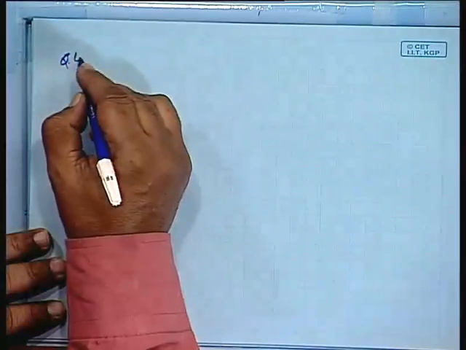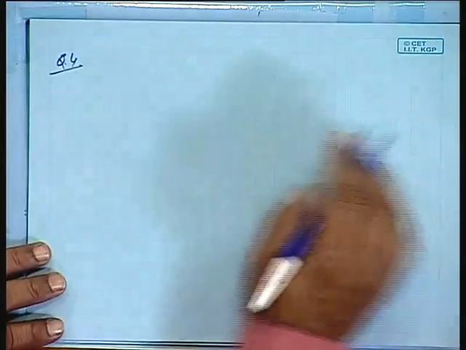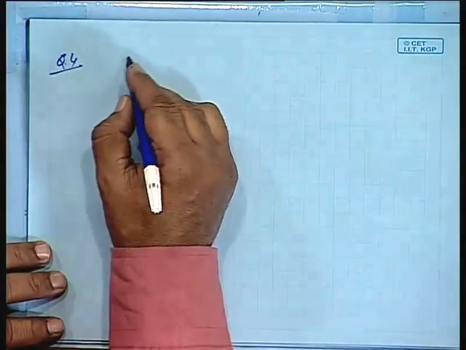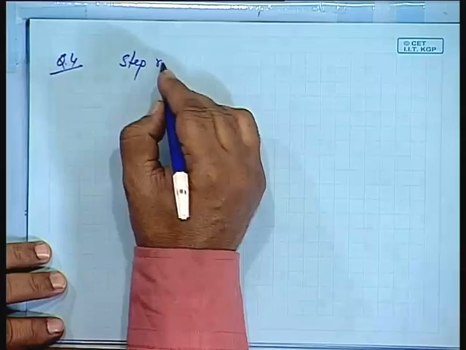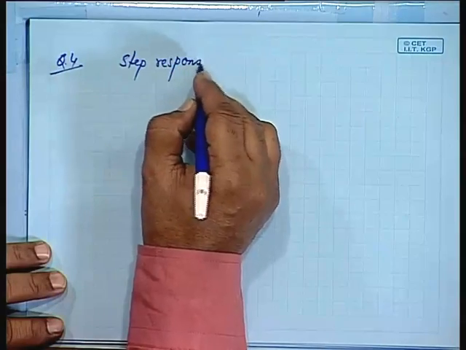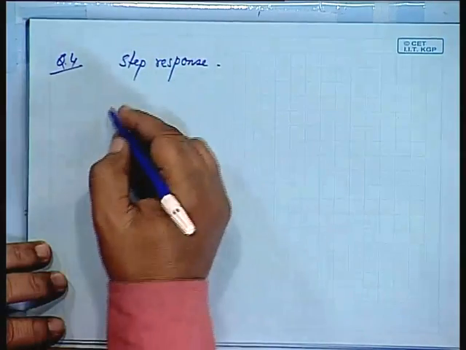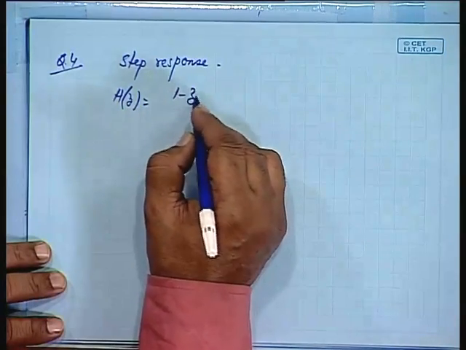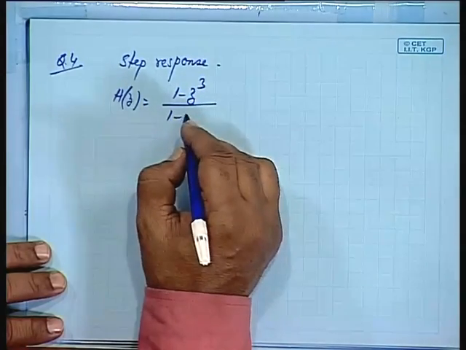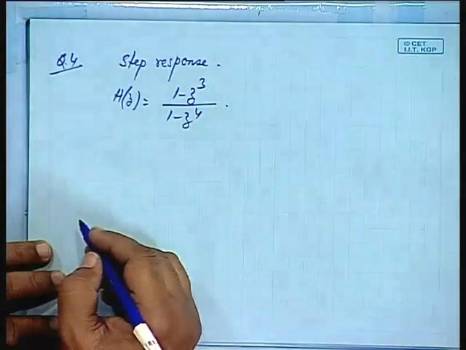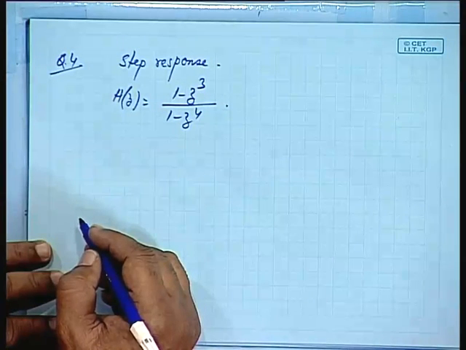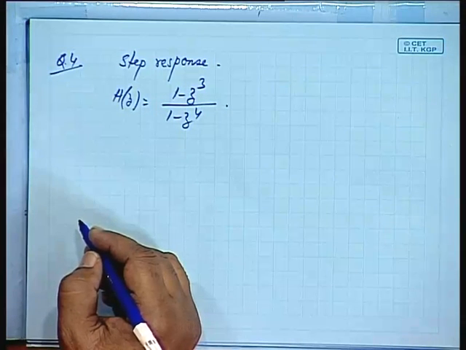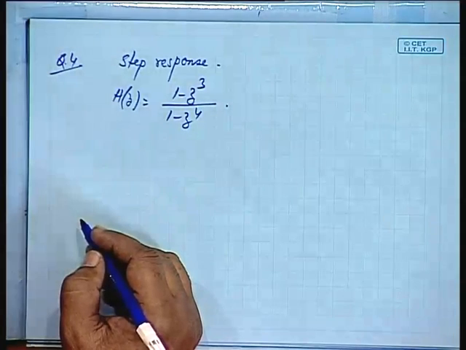Next, you are asked to calculate the step response for a causal system h z equal to 1 minus z cubed by 1 minus z to the power 4. Okay. 1 minus z cube by 1 minus z to the power 4.